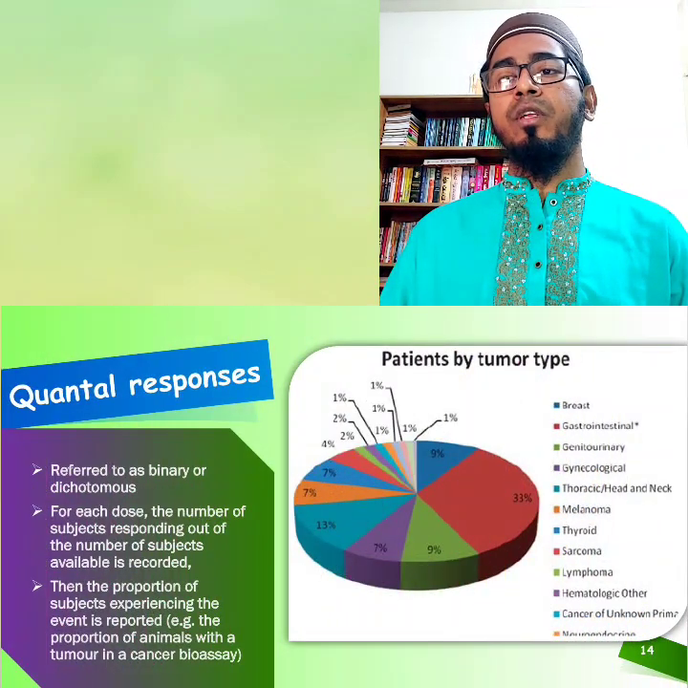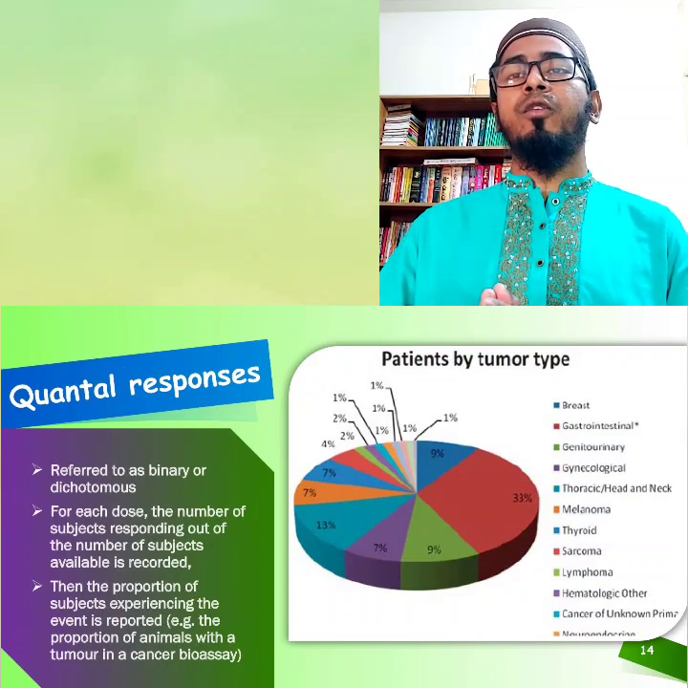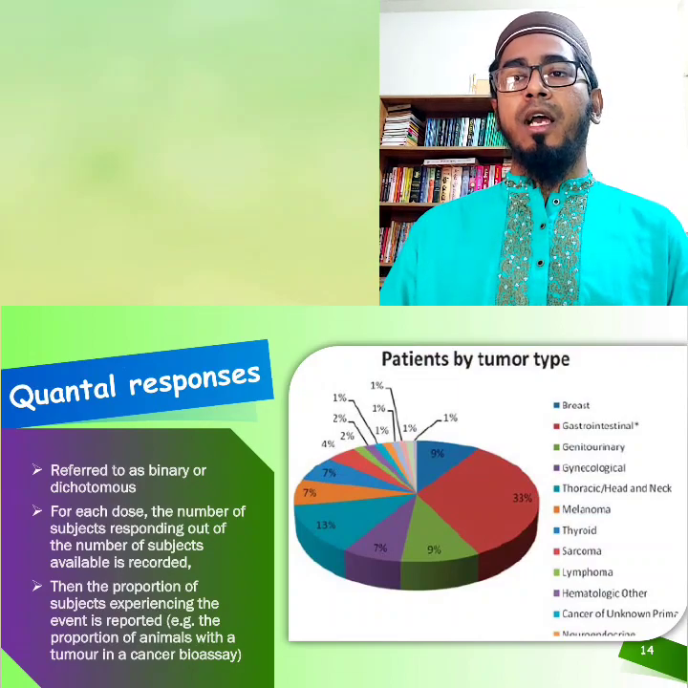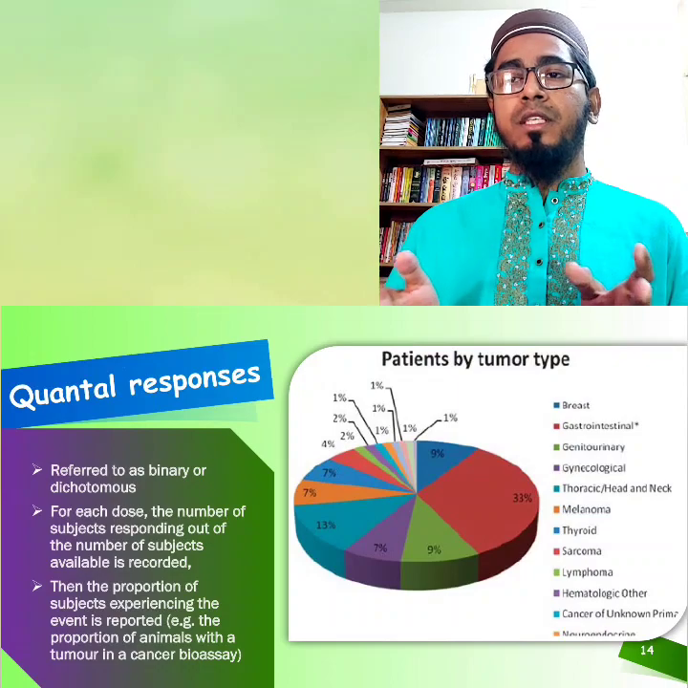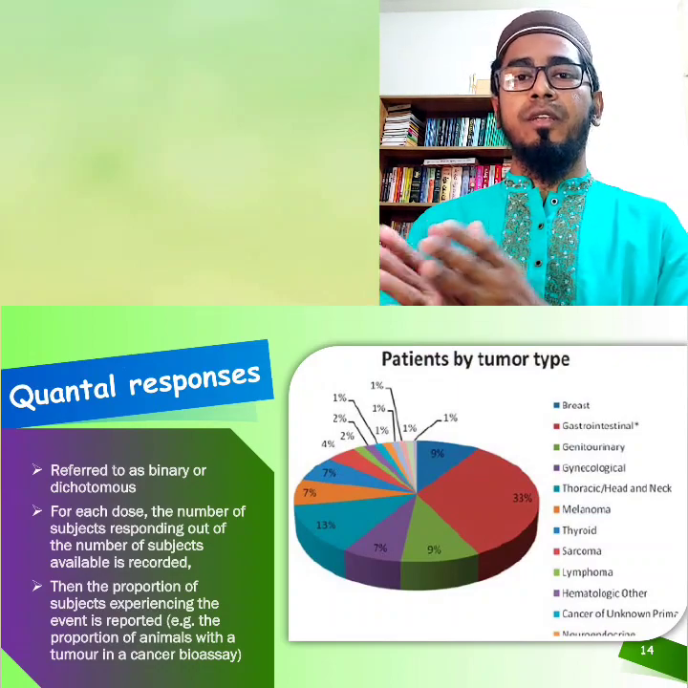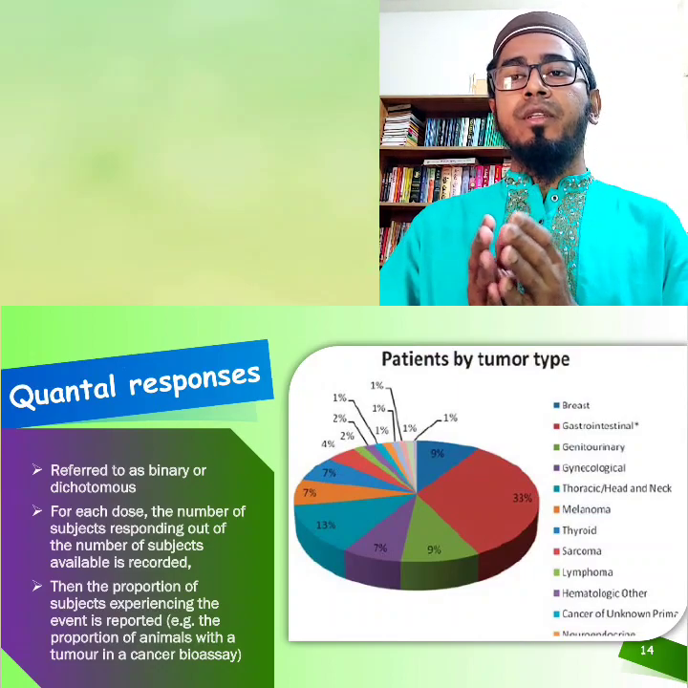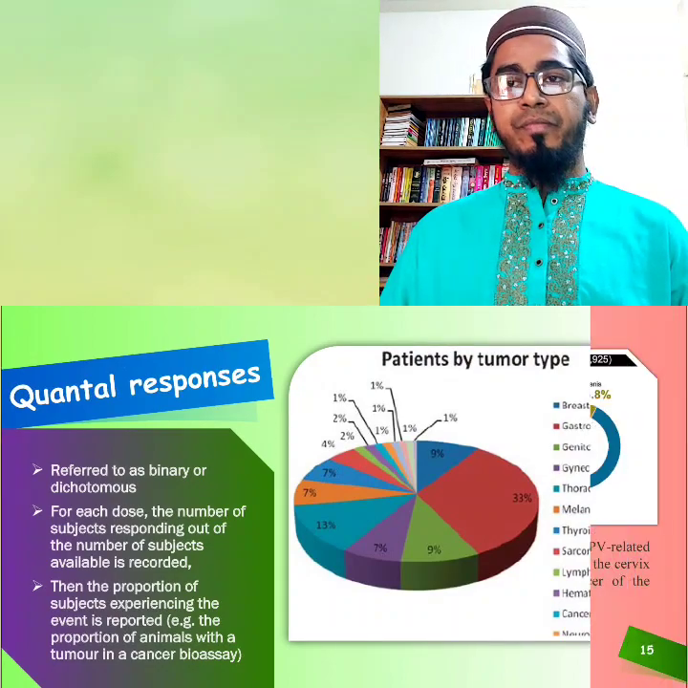The second one is quantal responses. These are also called binary or dichotomous responses. For each dose, the number of subjects responding out of the number of subjects available is recorded. Then the proportion of the subjects experiencing the event is reported. For example, the proportion of animals with a tumor in a cancer bioassay.